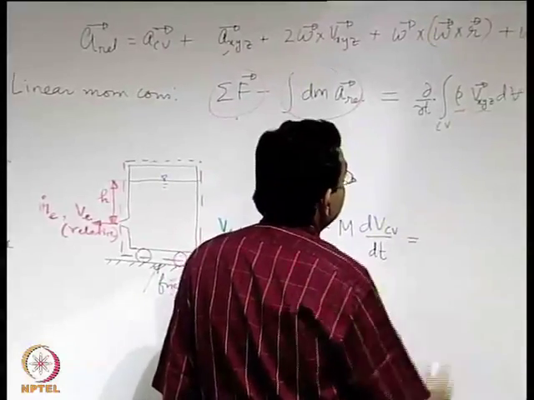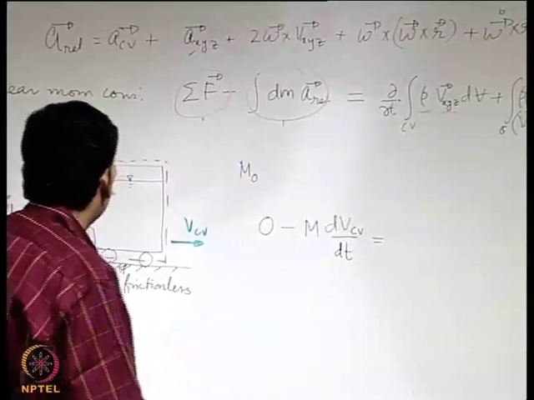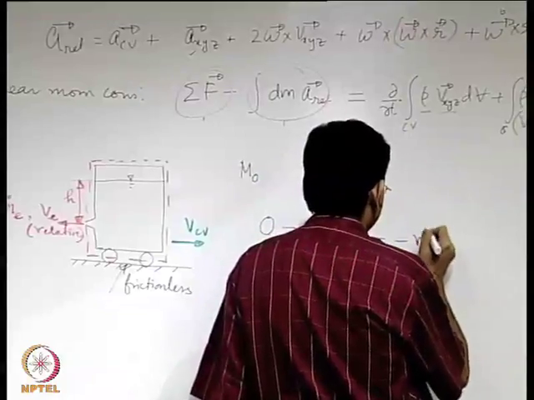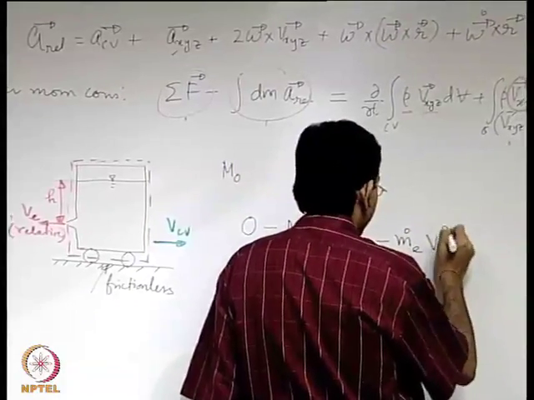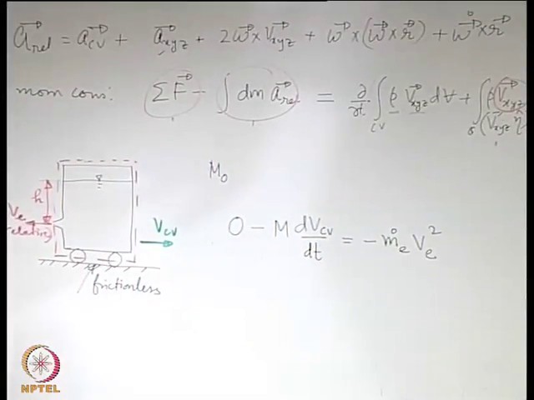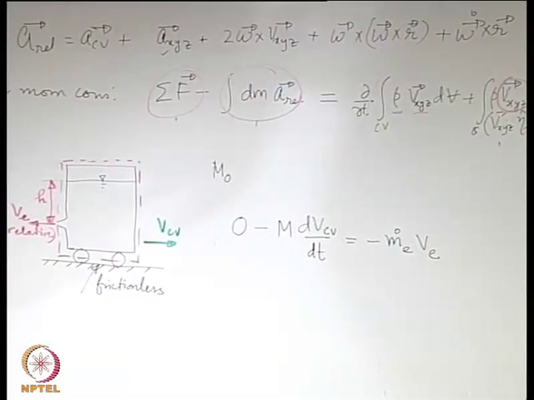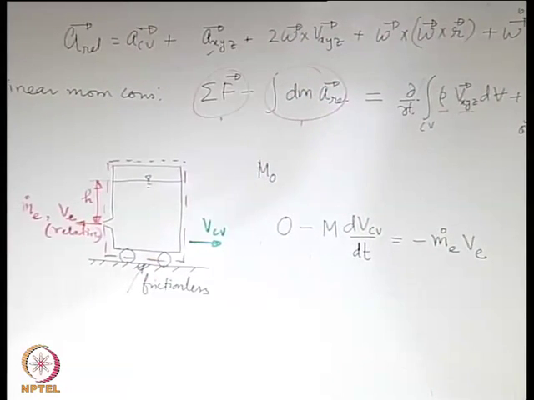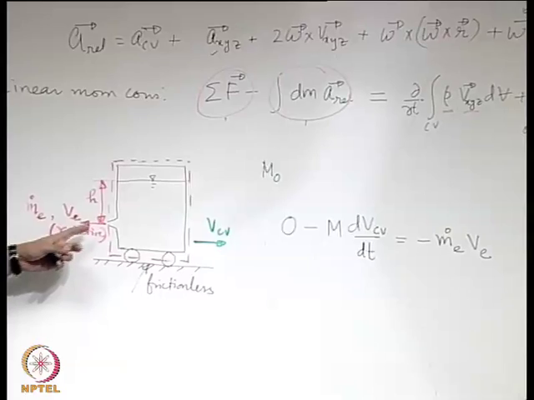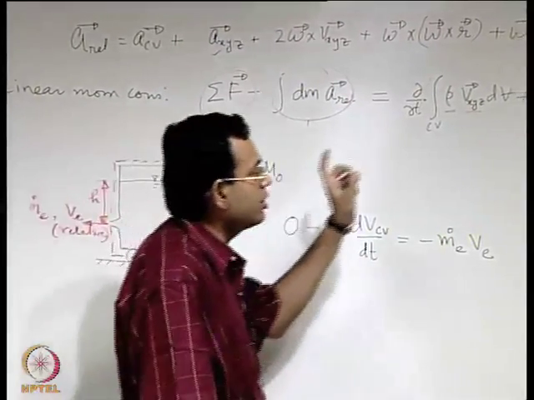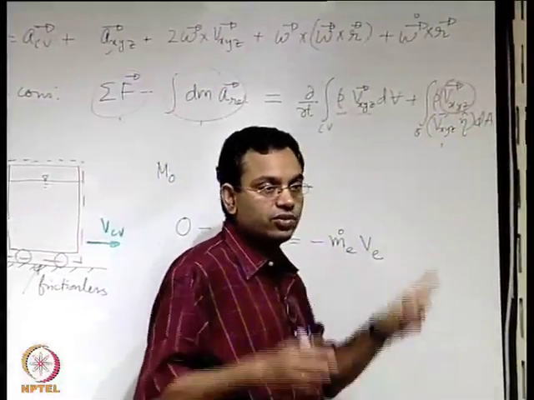The right hand side is like what? It will become minus m dot e into v, sorry, v, not v square. The assumptions are that you have a uniform velocity profile at the exit, so that you do not consider the variation of v small x y z over the area through which the water is coming out.